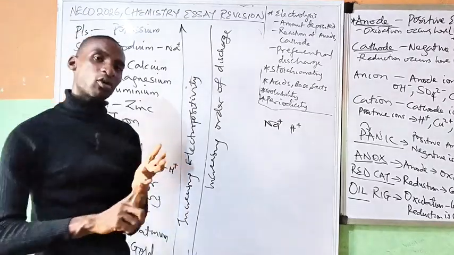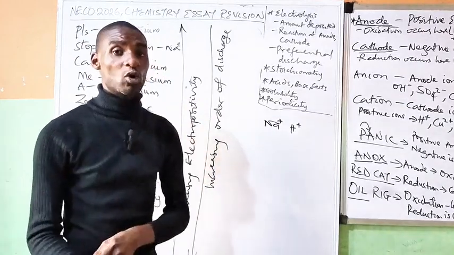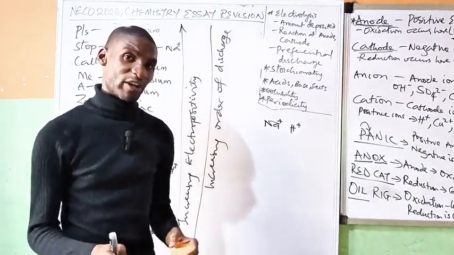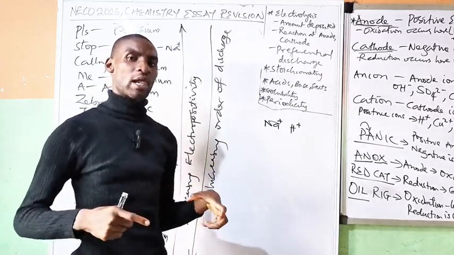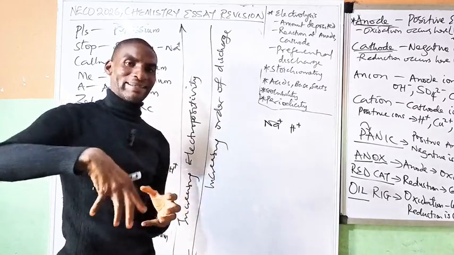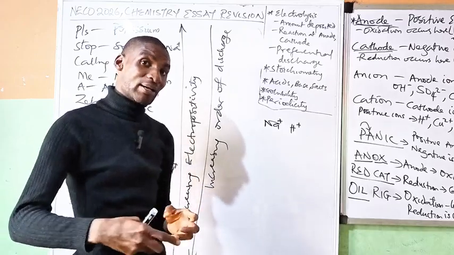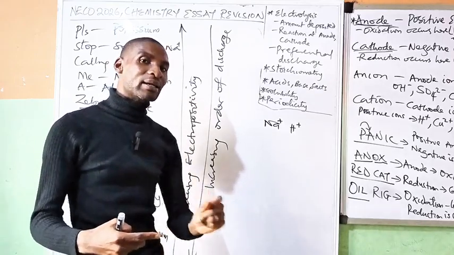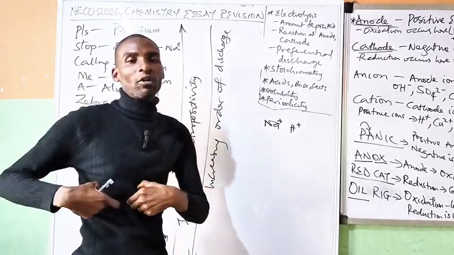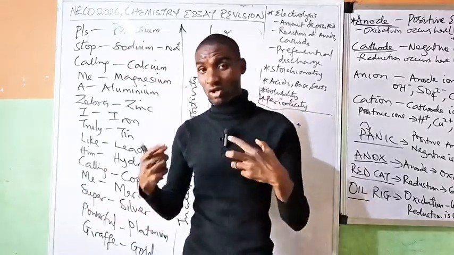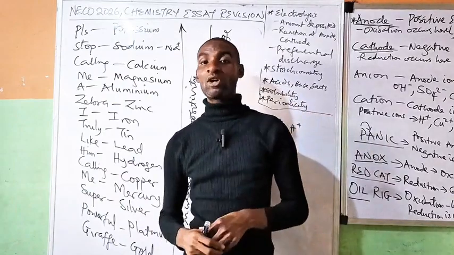Then the second factor is the nature of the electrode. The nature of the electrode can determine which ion will be discharged. For example, when you are using a copper electrode in copper sulfate solution, the copper in the compound can be influenced to move because the electrode is a copper electrode, and that influences which ion will be discharged.